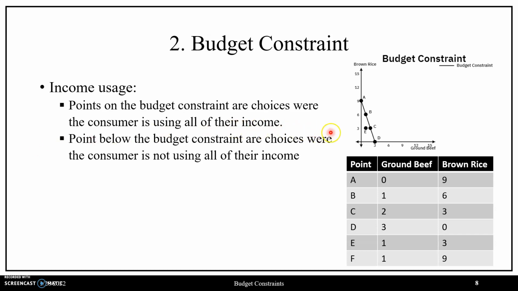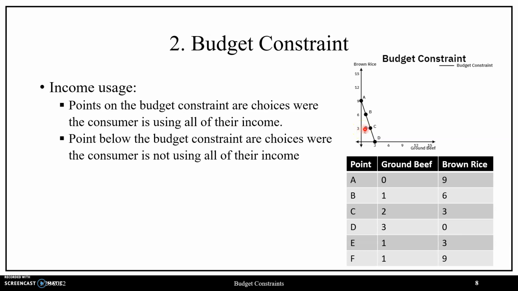And we can represent this with points such as E, in which the consumer is considering 1 unit of ground beef and 3 units of brown rice, where with a price point of 3 for ground beef, 1 times 3 gives us 3, and in terms of brown rice, price point of 1, 1 times 3 gives us 3 as well.